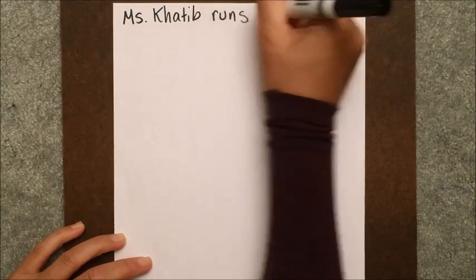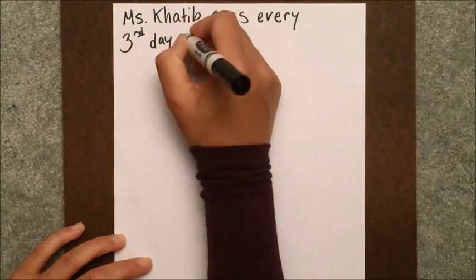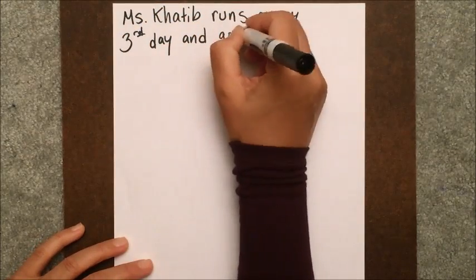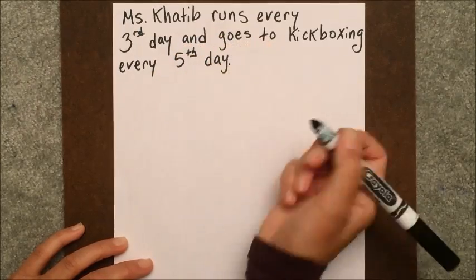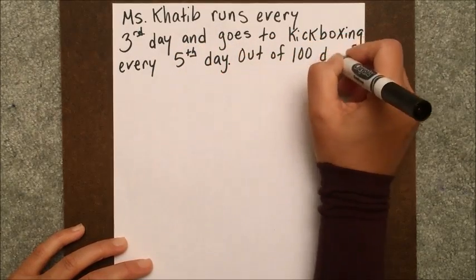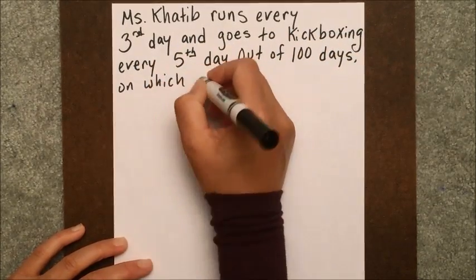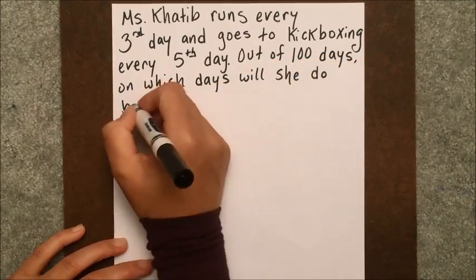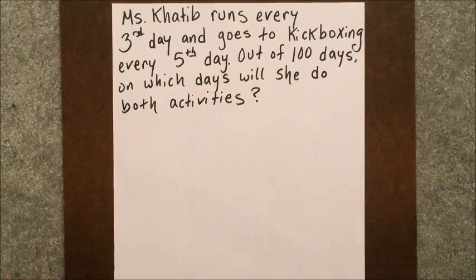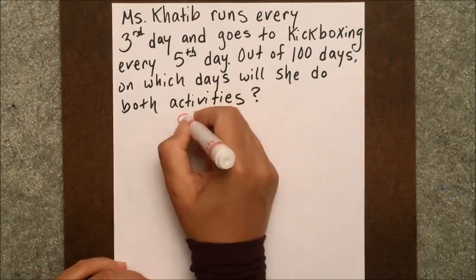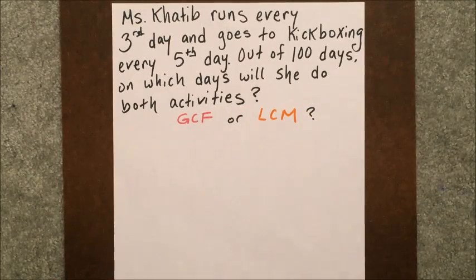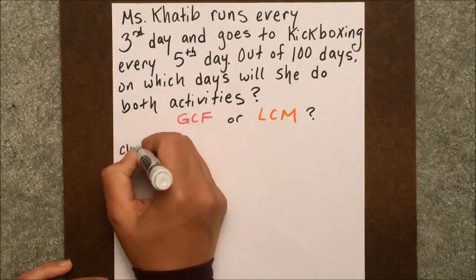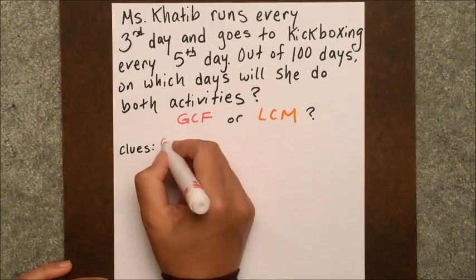Okay, so this question is, Miss Khatib runs every 3rd day and goes to kickboxing every 5th day. Out of 100 days, we want to know on which days will she do both activities. So when are they going to overlap on the same day? So again, we have a GCF problem or an LCM problem, and we have some clues that will help us know which one to use.